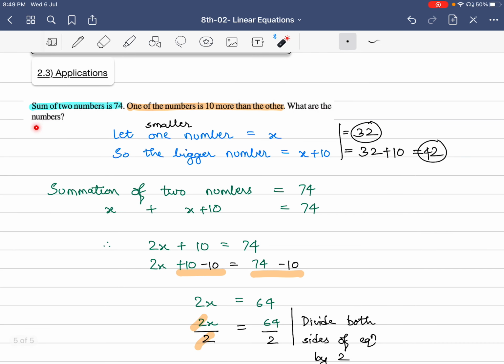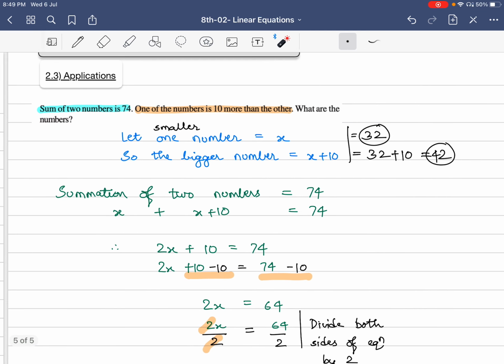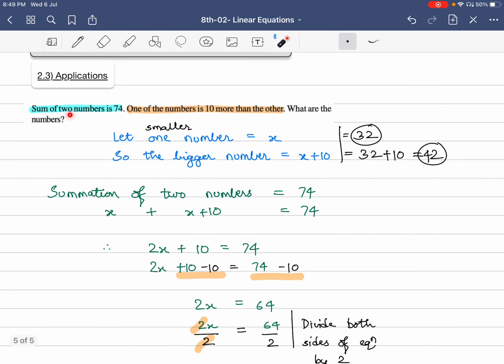What are the two numbers? And now, just for the sake of cross checking, we can always cross check. Sum of two numbers is 74. Yes, the sum of 32 and 42 is equal to 74. One of the numbers is 10 more than the other. Correct, 42 is 10 more than 32.